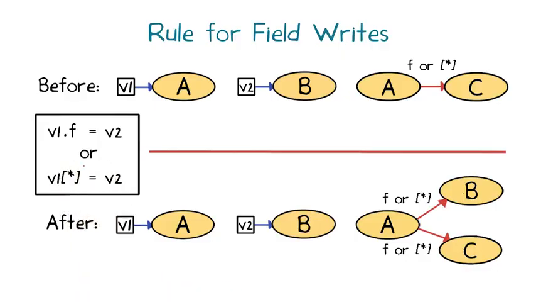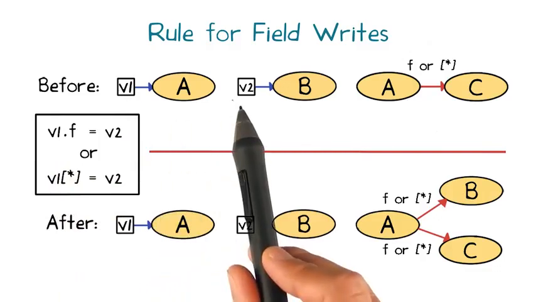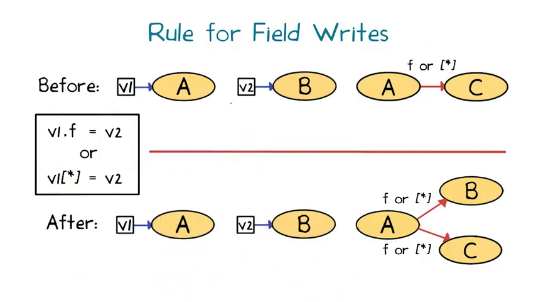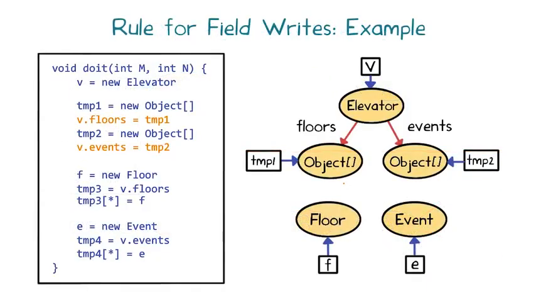If there isn't already a node for v1 or v2, the operation of this rule amounts to skipping this statement temporarily and handling it in the next iteration. Also, if v1 and v2 point to the same node, then the arrow we add will be an arrow from the node to itself. Now let's apply the field write rule to our example program.